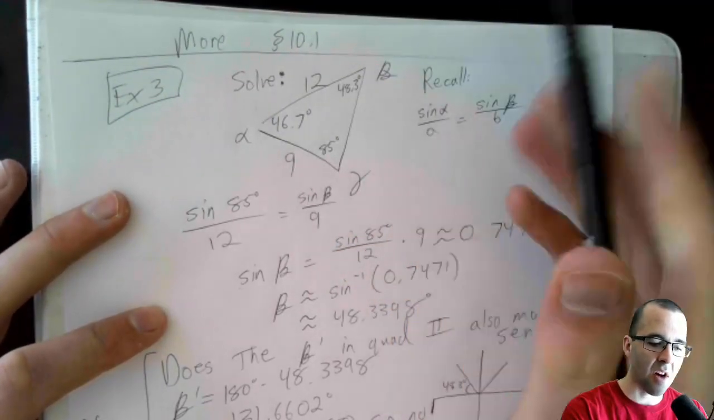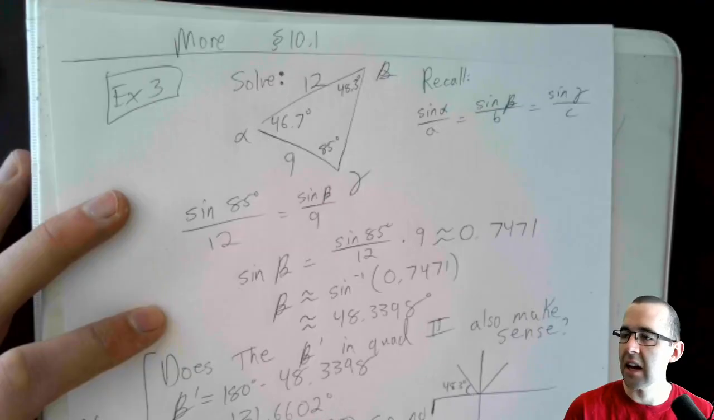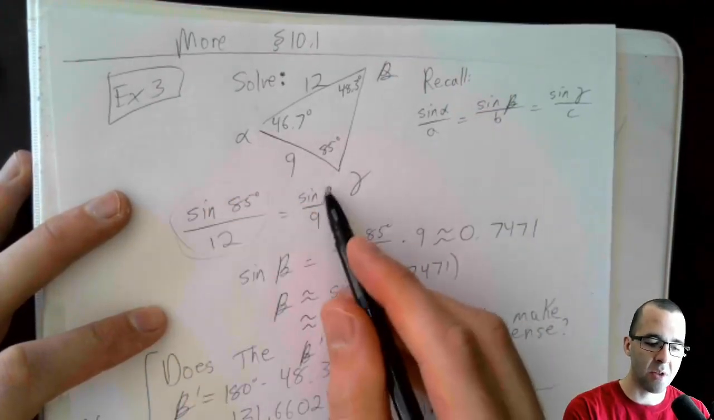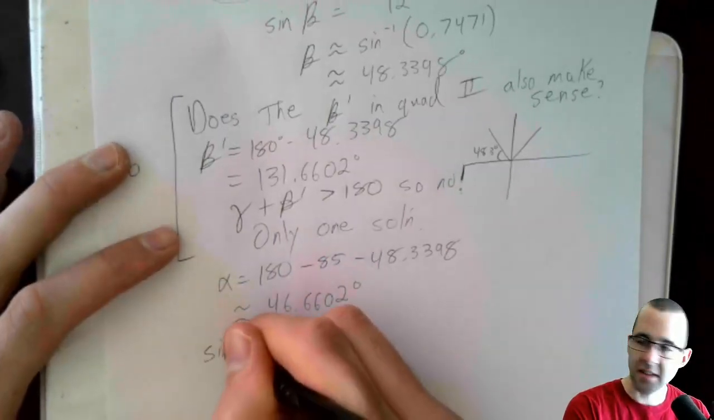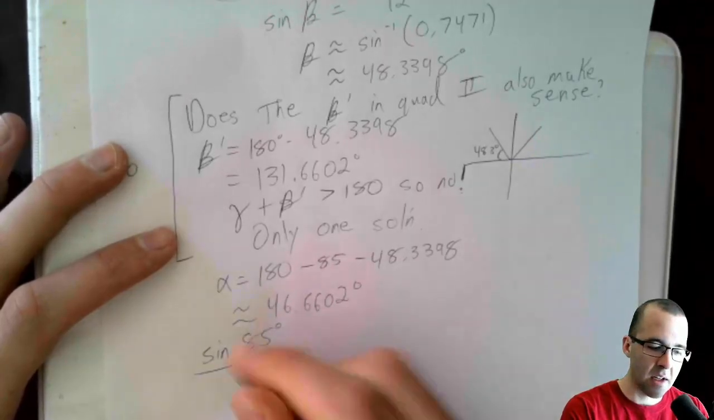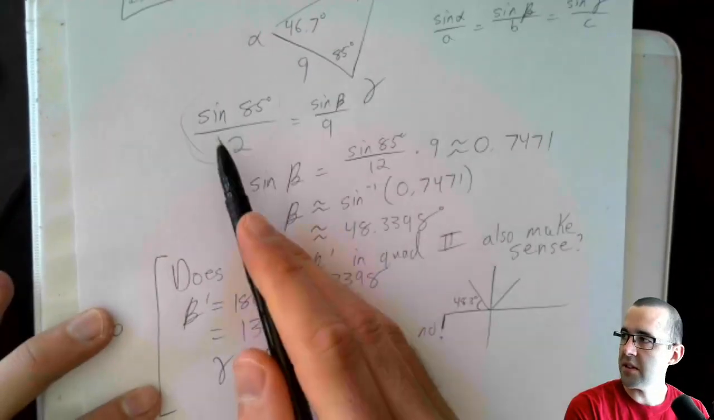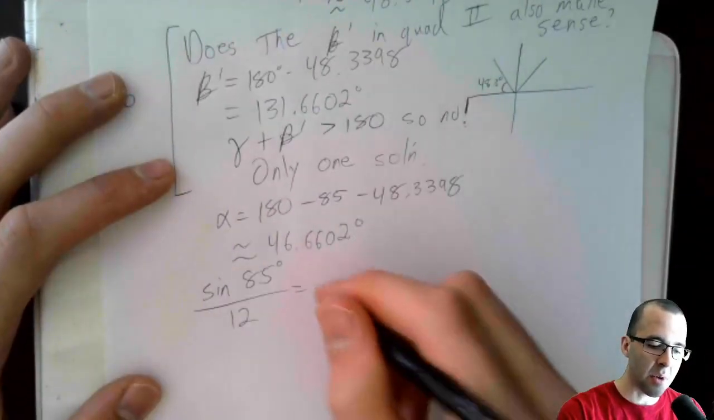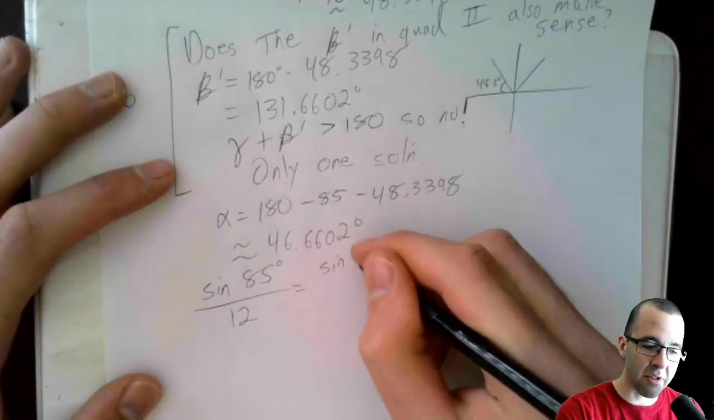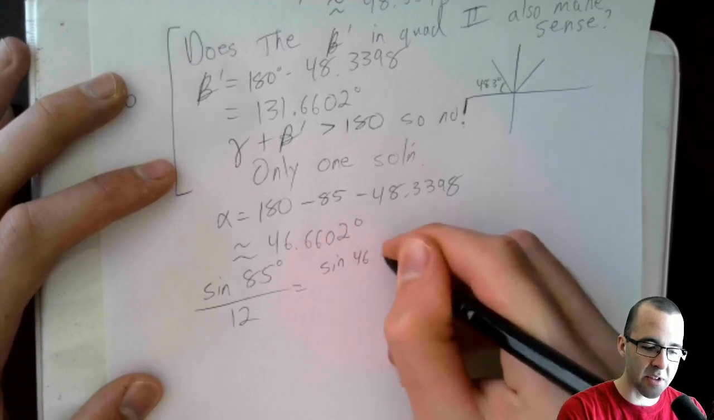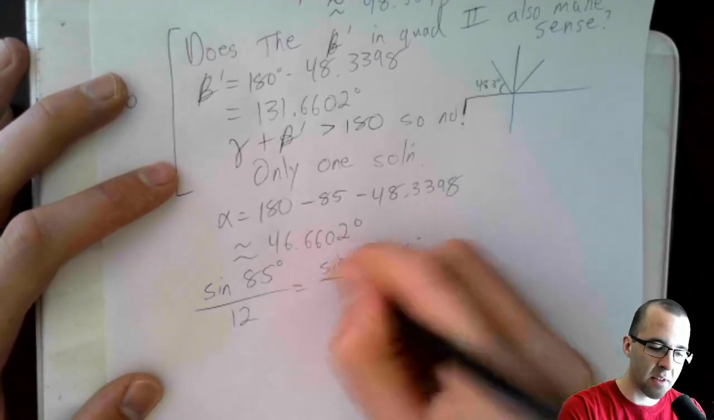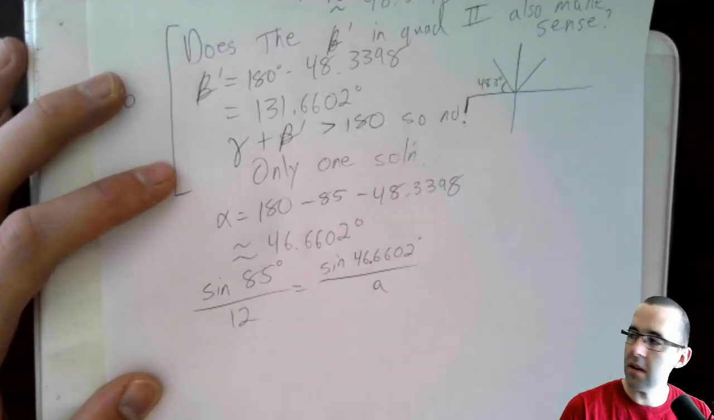We have two of the sides. All that's left is to find that last side, A. So we set up the law of sines just like we did, but now we choose the other pair for the right-hand side. We get the sine of 85 degrees divided by 12, just like the first time we set up the law of sines, equals the sine of alpha. We use the other pair this time, which is 46.6602 degrees, divided by A, which we do not know.